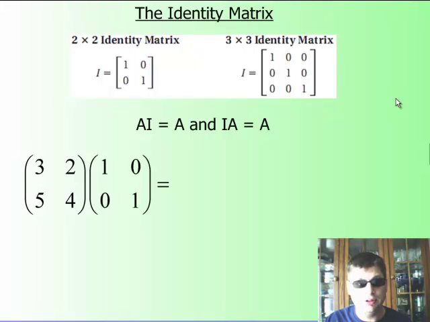Welcome back to the matrix. Today we will be plumbing the depths of matrices and learning how to use matrices in solving systems of equations.